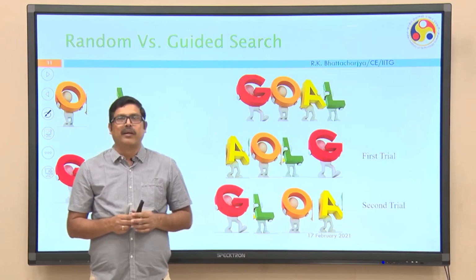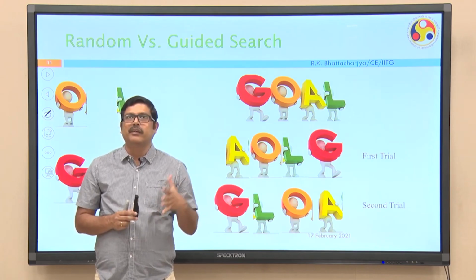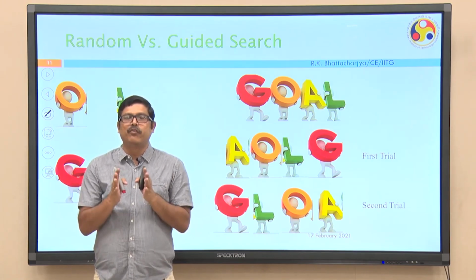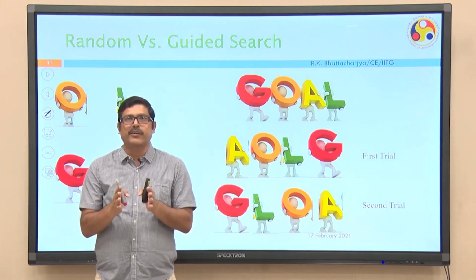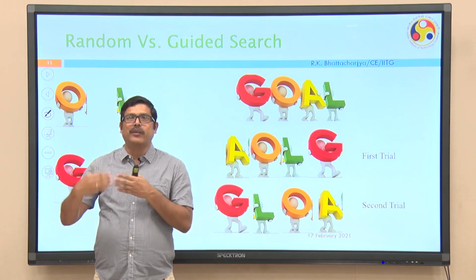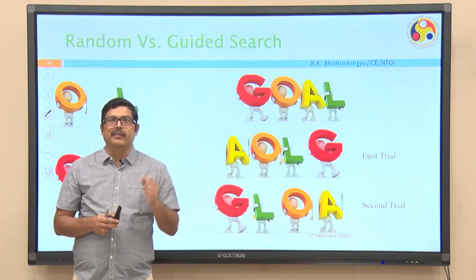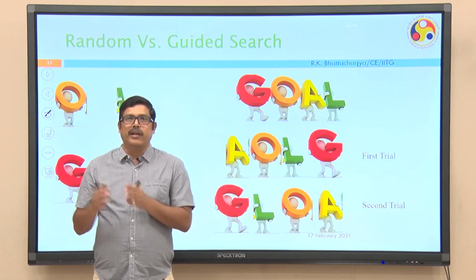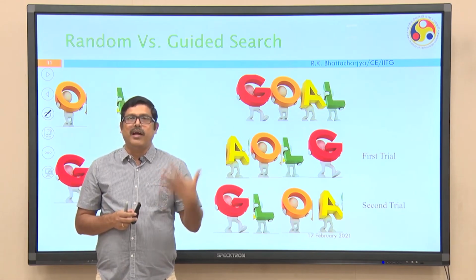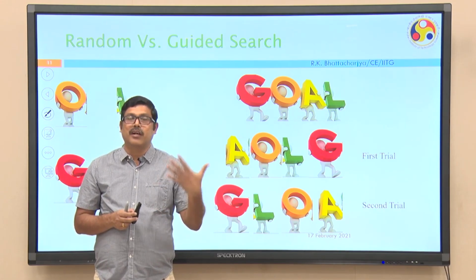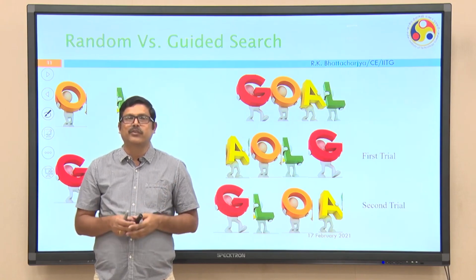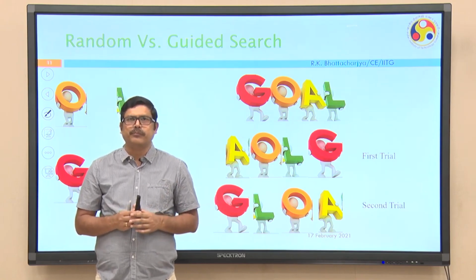Then what will happen? You will fix that one. The first letter you will fix, then you will try to rearrange the rest three. Then suppose next time I am telling you the fourth one is correct, then you will fix the fourth one, and then I am saying the third one is correct. Something like that.